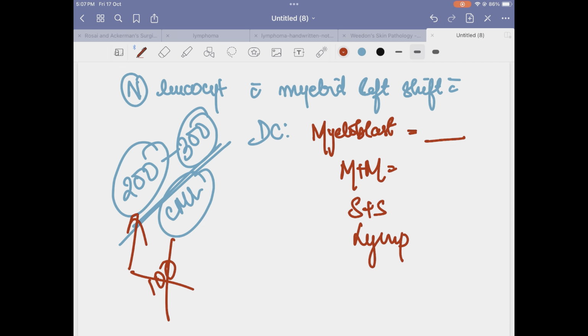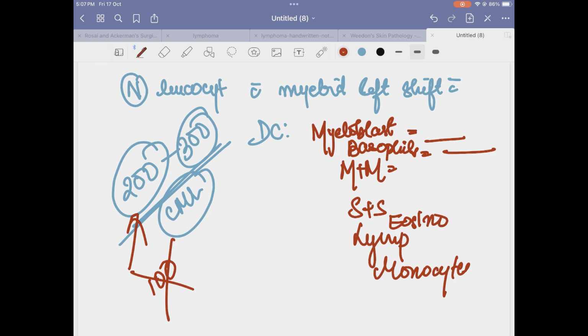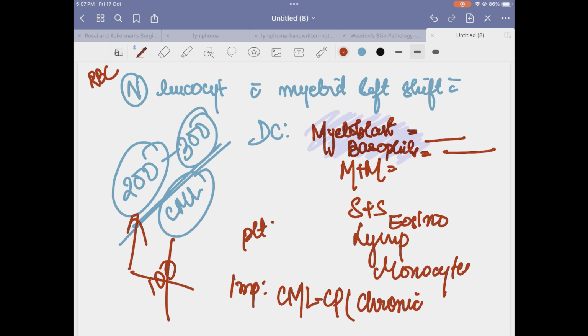You have to write basophils here. This is important. Basophils is supposed to be second, and then stab, segmented, eosinophils, lymphocytes, and monocytes. So percentage of myeloblast and basophil is quite important in CML. Then you will write your RBC parameters and your platelet parameters, and then you will sign out as an impression of CML CP. CP means chronic phase because there are no increased blasts.